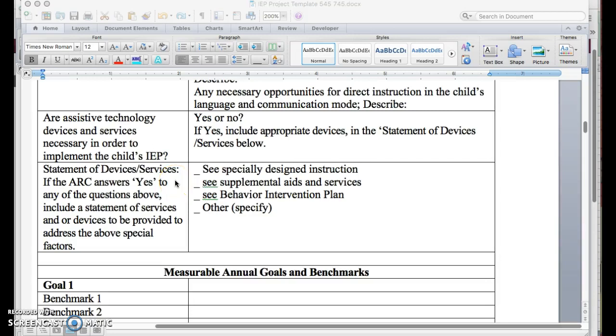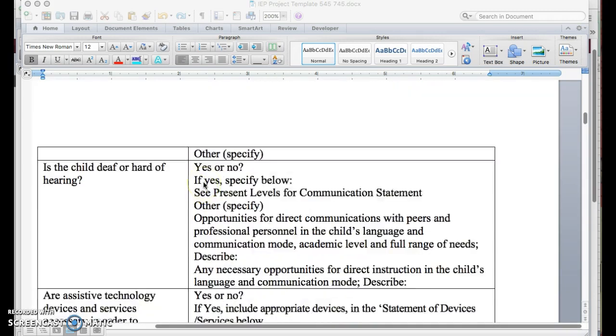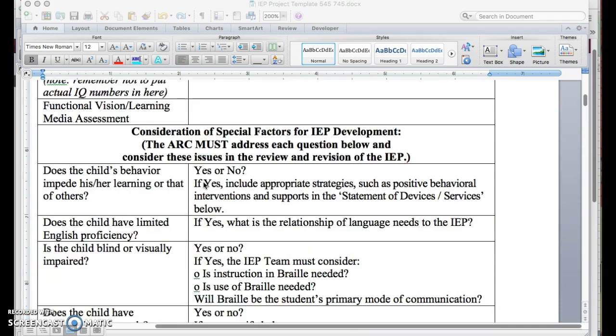I just got a question about this statement of services and devices section from the IEP project, and so I wanted to address that. When you're looking at the statement of devices and services, it specifically pertains only to this considerations of special factors section. So you're filling this out based on the student that you're working with.